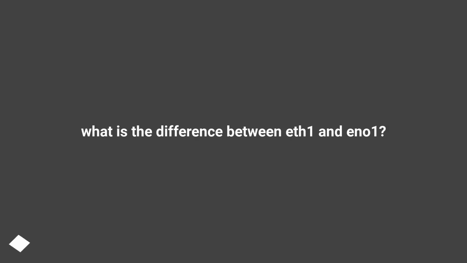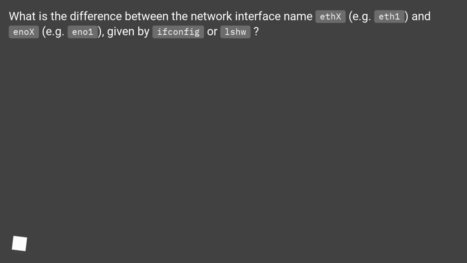What is the difference between eth1 and eno1? What is the difference between the network interface name eth, for example eth1, and eno, for example eno1, given by ifconfig or lshw?